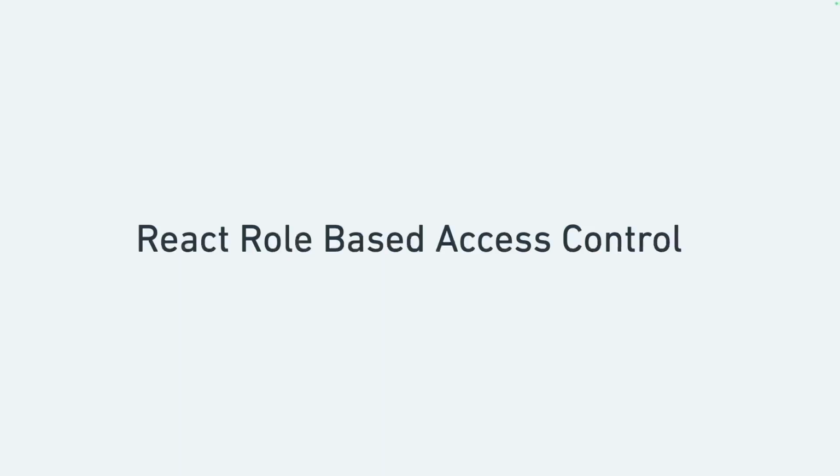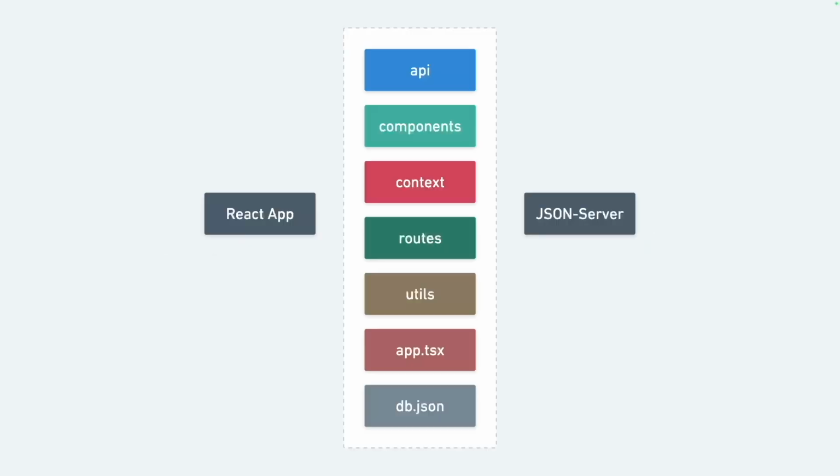Alright guys, so before we jump to Visual Studio Code and start building our project, let's go through some slides and understand what will be our project structure, what routes we're going to make, what roles we are going to have, and what will be the permissions we are going to assign to these roles. So this is how our project is going to look.